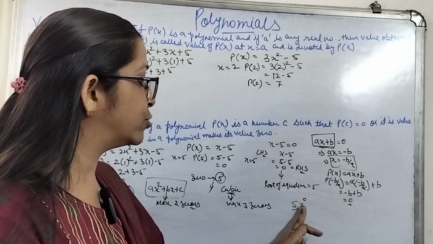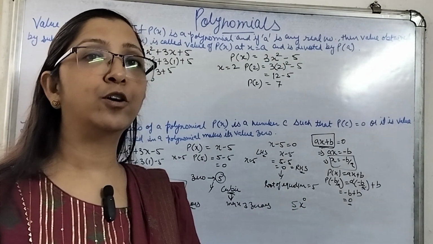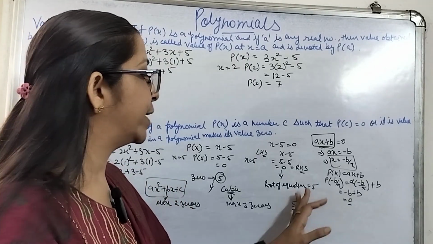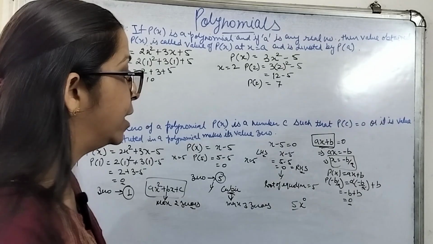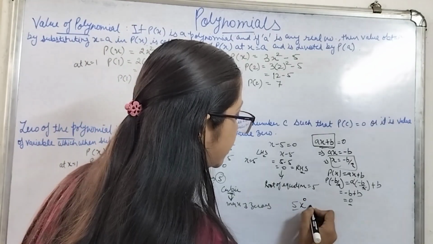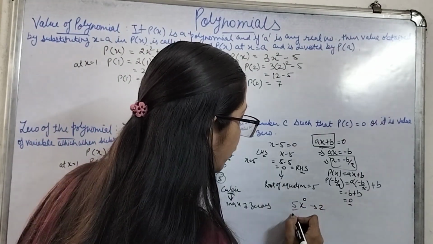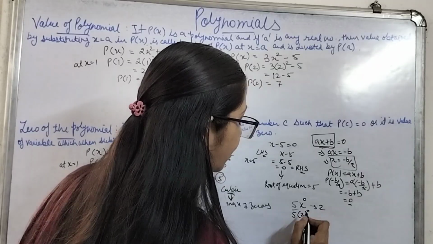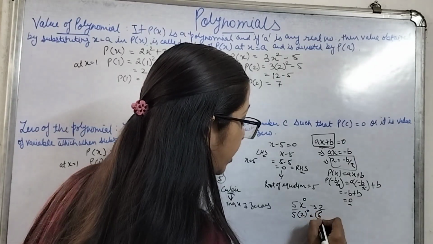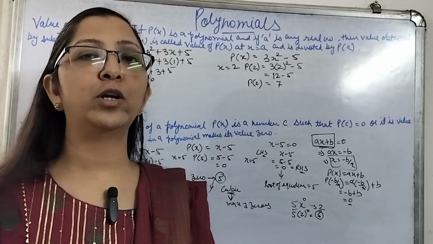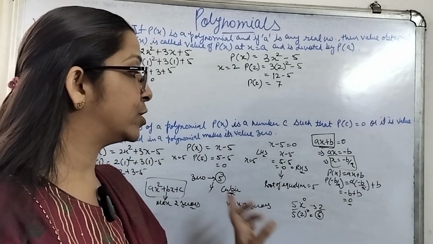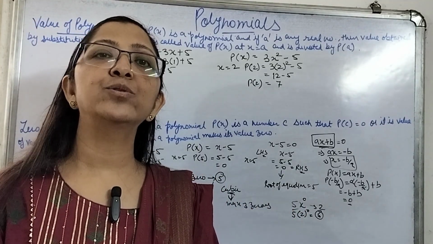Now, if I am going to take any number for x, your value will not become equivalent to 0, right? Because see, if I am going to take x equivalent to say 2, so the value will be 5 multiplied by 2 raised to the power 0, that is your 5 only. That means there is no zero for a constant polynomial. For any constant polynomial, no zero exists.